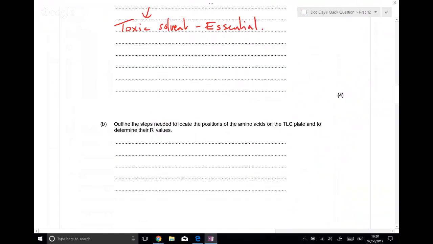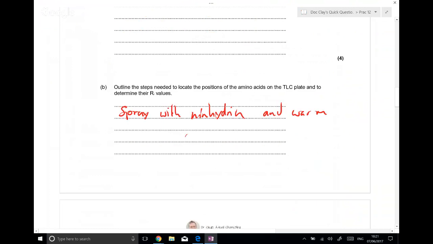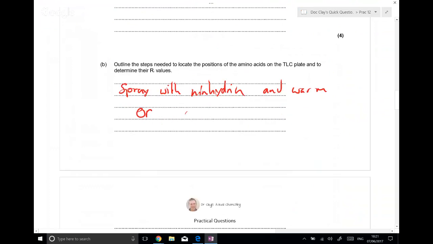Okay, outline the steps needed to locate the positions of the amino acids on the TLC plate and to determine the RF values. So there we've got two options. Remember I said 1, 2, or 3, so you can spray with a developing agent. You could call it a developing agent or ninhydrin, and warm, or you could just call it developing agent. The key here is it's an or UV light. It's not and UV light. So or UV. If you go for and, you're essentially indicating that you don't quite know what you're talking about.